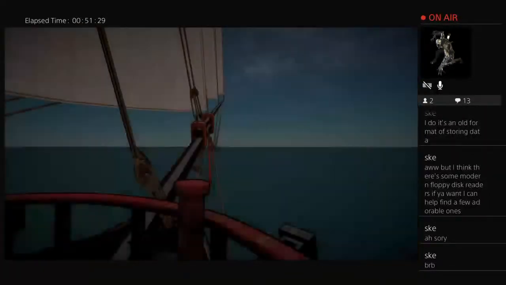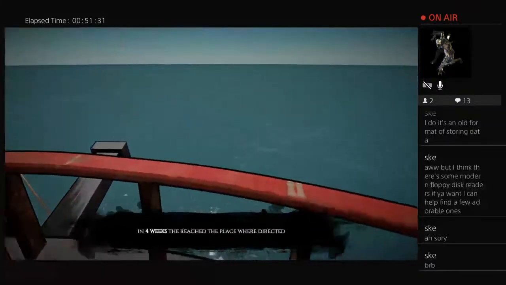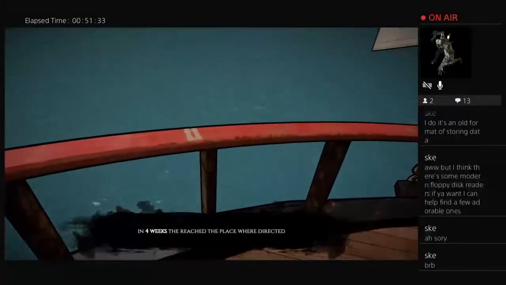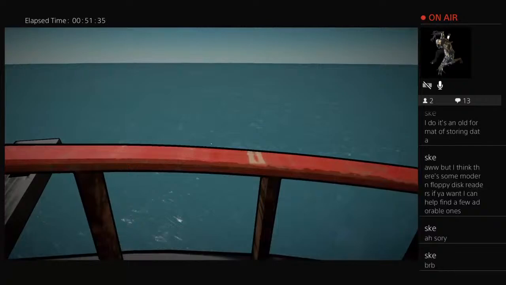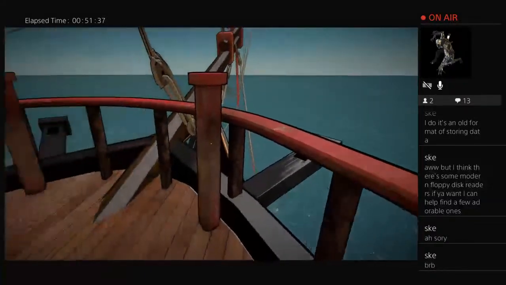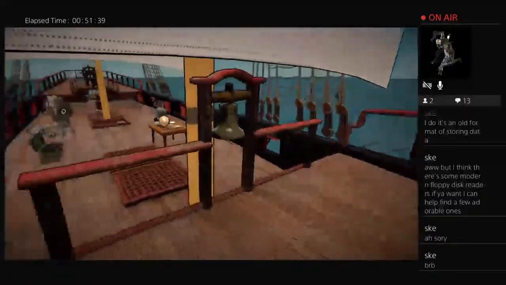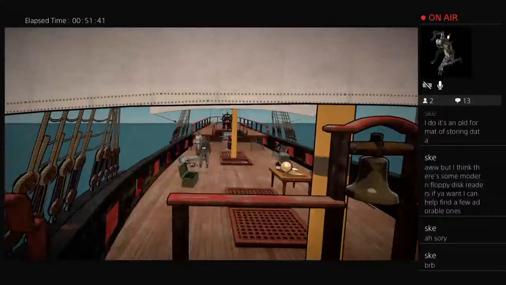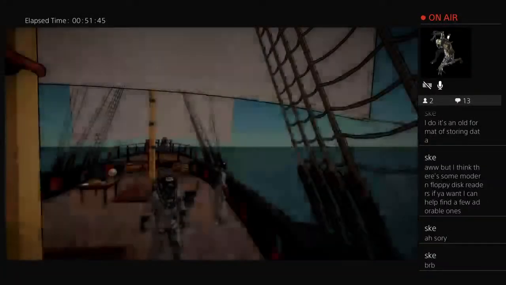This is a cute little story. They reached the place where directed. Where directed. I want to judge, but they're using the exact script that he wrote as a 7-year-old. I gotta give him props for that, though.